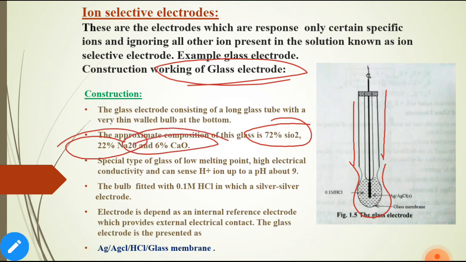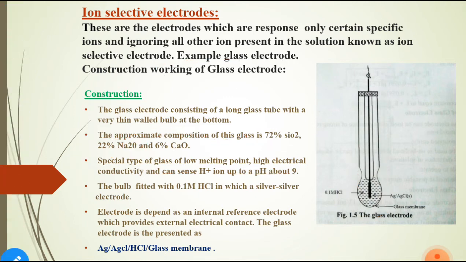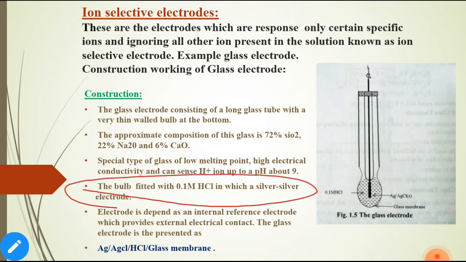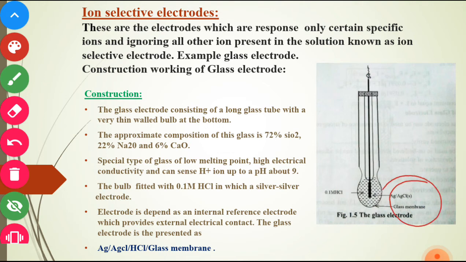This is a very special type of glass. It has a very low melting point, high electrical conductivity and can sense H+ ions. That's why it is a special type of glass. The bulb is filled with 0.1 molar HCl, in which it contains silver chloride.